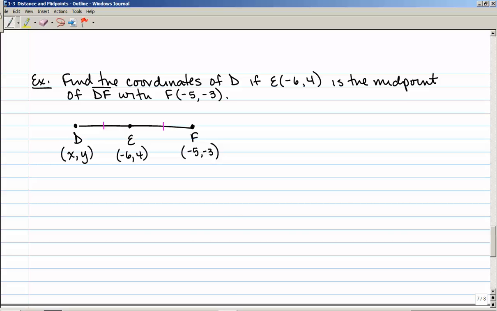So I can still use the midpoint formula. So the midpoint is, and actually I'm going to go ahead and label these. So this will be like my x1, y1. This will be my x2, y2. Okay? So my midpoint is equal to x1 plus x2 over 2, and y1 plus y2 over 2. Now my midpoint, I actually have that. That's the point negative 6, 4.